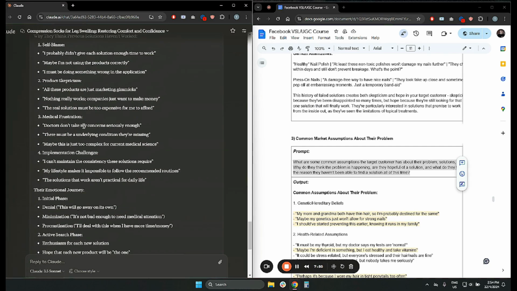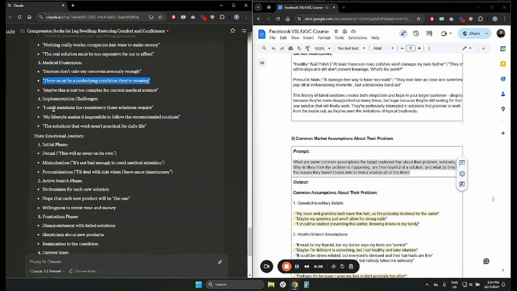Medical frustration. Doctors don't take my concerns seriously enough. There must be an underlying condition they're missing. And also, if you're writing a VSL, you can amplify on this and share something they might not know, or something nobody's told them about their problem yet. Then implementation challenges. I can't maintain the consistency these solutions require. My lifestyle makes it impossible to follow the recommended routines. So if your product fits well into their lifestyle, you can address that.